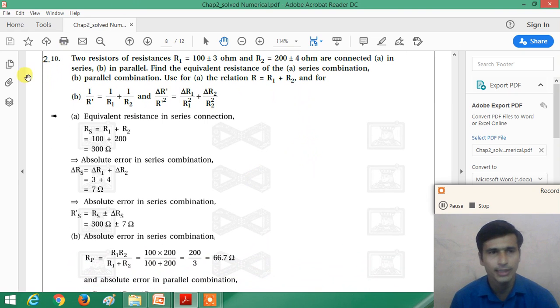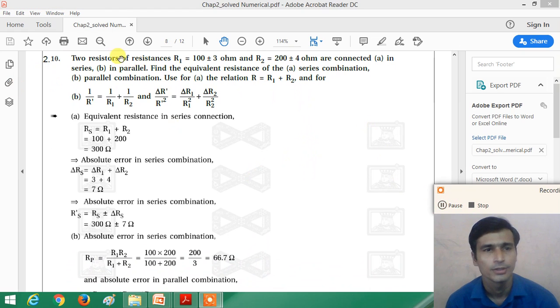Now example number 2.10, textbook solved example number 2.10. Two resistors, R1 is equal to 100 plus minus 3 ohm. So the value of R1 is 100 plus minus 3 ohm. The absolute error in R1 is 3 ohm and the true value of R1 is 100. And R2 is equal to 200 plus minus 4 ohm, connected in series and in parallel. Find the equivalent resistance of the series combination and the parallel combination.